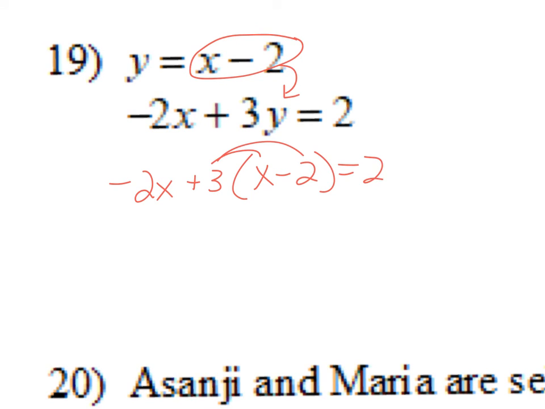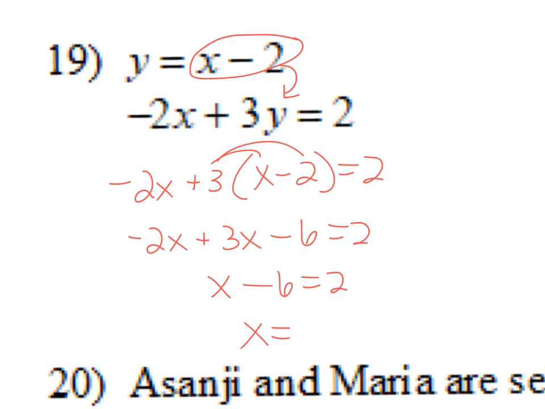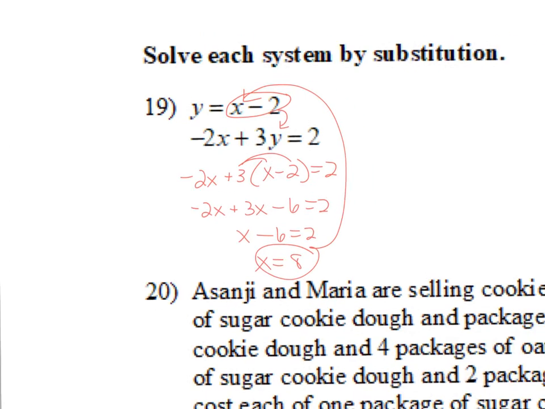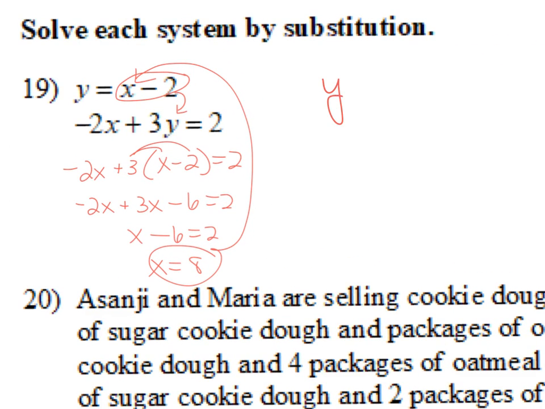I'm going to go ahead and distribute the negative 2x plus 3x minus 6 equals 2. So I end up with x minus 6 equals 2, and then add the 6 over, and I get an 8. Now, I do have to take this and plug it back in so that I can get my y value out. So y will equal 8 minus 2, or y equals 6. So my coordinate point is (8, 6).